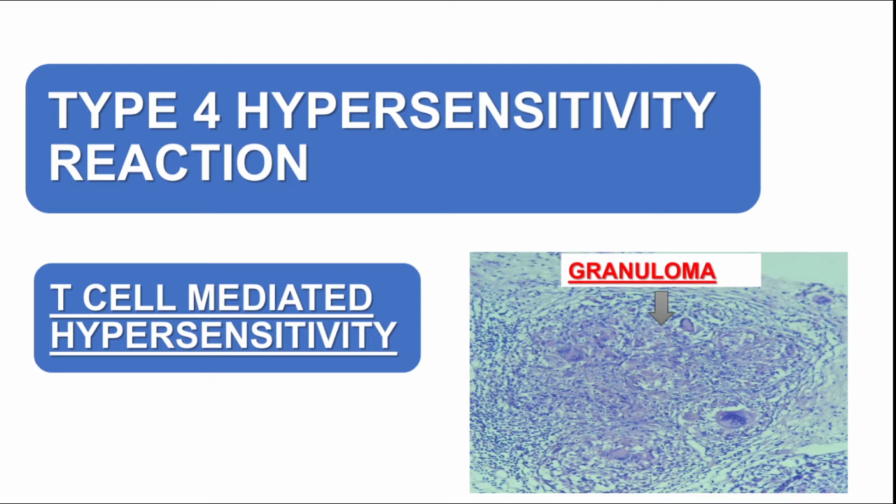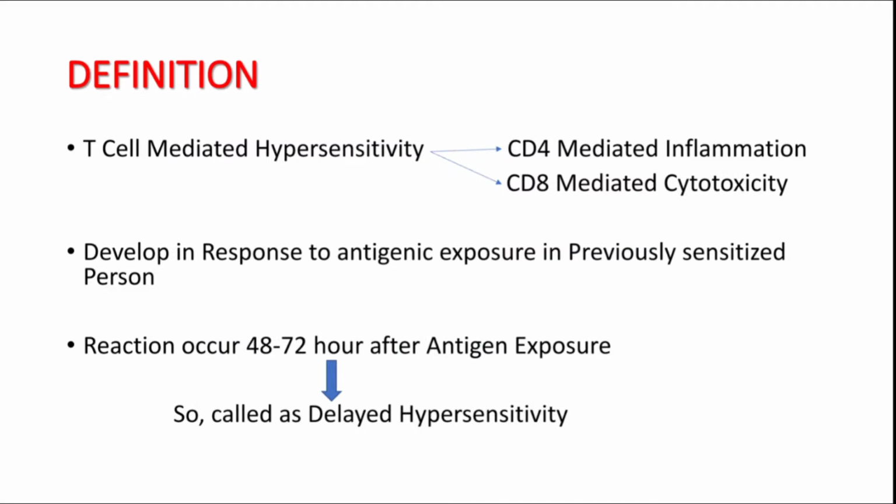Today I am going to teach you another topic from immunology, that is type 4 hypersensitivity reaction. This particular hypersensitivity reaction is a T cell mediated hypersensitivity, right? And granuloma formation, the granulomatous inflammation, is one of the classical examples of type 4 hypersensitivity reaction. So let's begin with the definition.